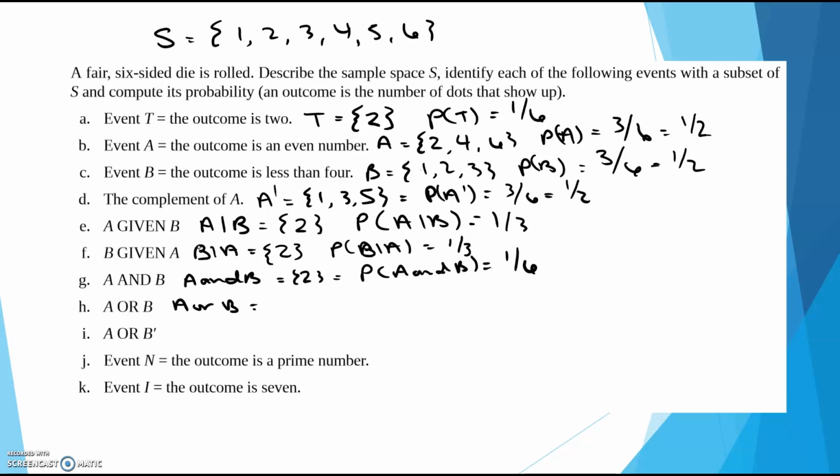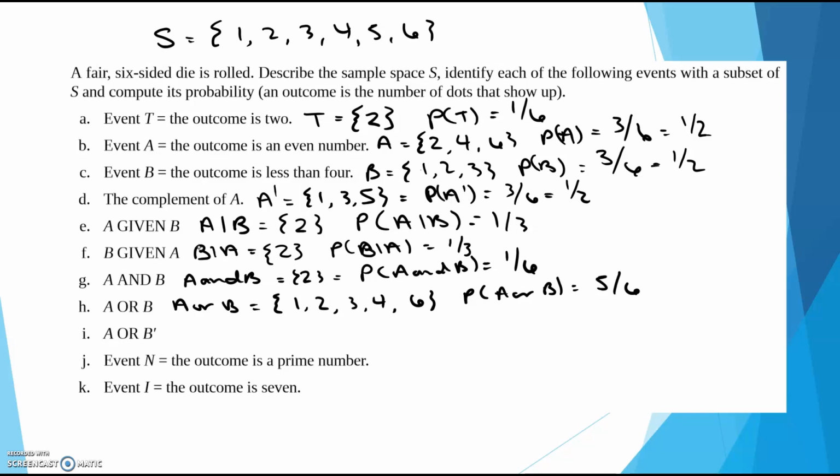A or B. Now this is putting everything together without any repeats. So I'm going to have 1, 2, 3, 4, and 6. So I'm putting set A and set B together. So the probability of A or B would be 5 out of 6 because I have 5 numbers in my set A or B out of 6 numbers possible within my sample space.